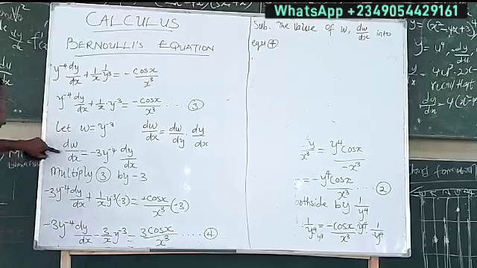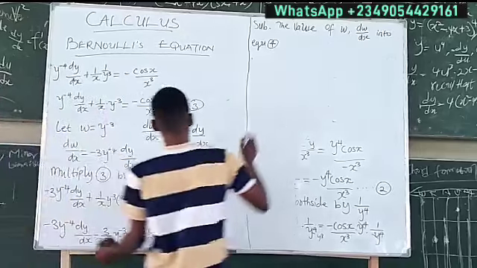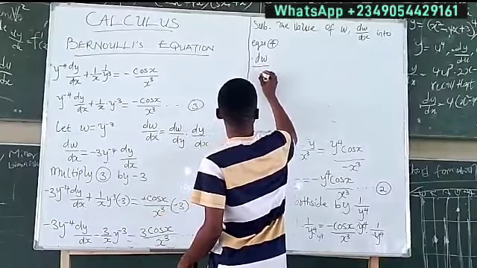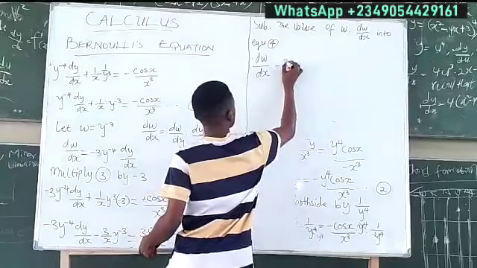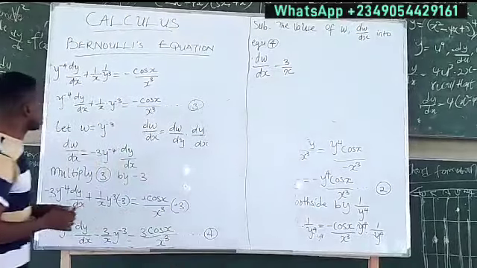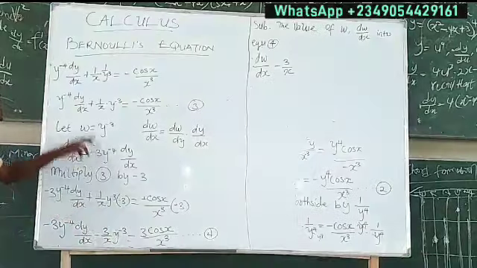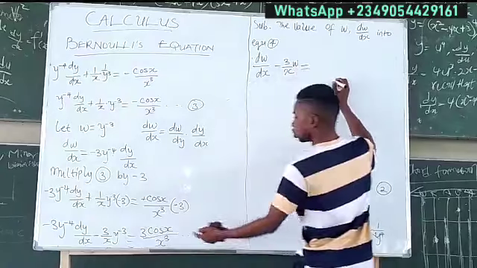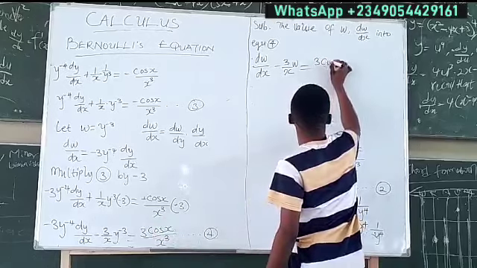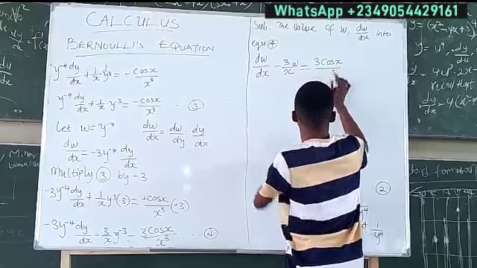So in place of this fraction, we are going to replace it with dw all over dx. Then this part becomes minus 3 all over x. Then we are replacing our y raised to power minus 3 with w. So this place becomes w equal to this 3 cos x all over x to the power 3, which remains the same.